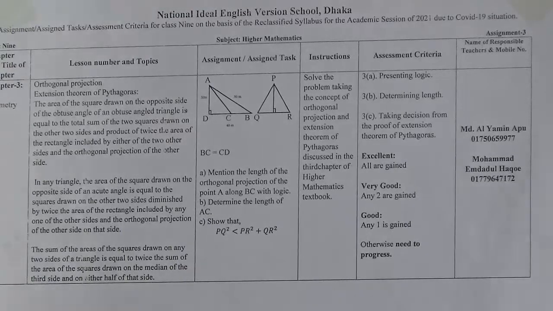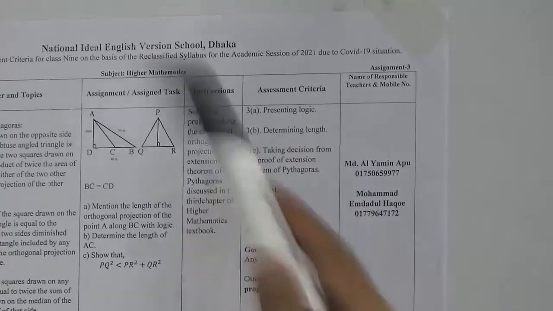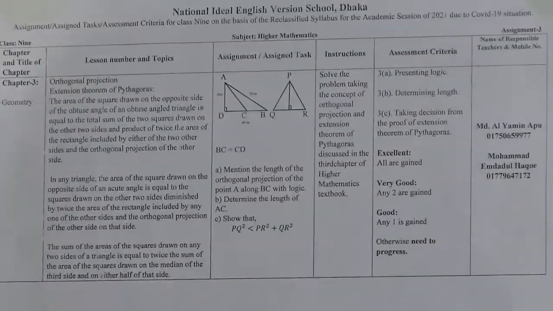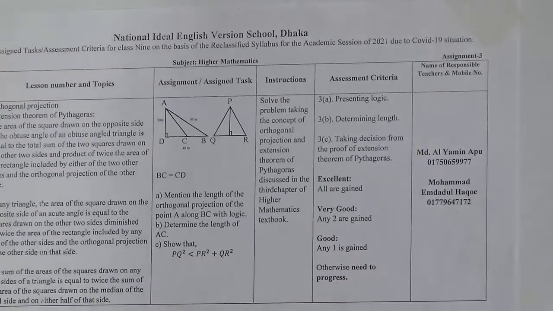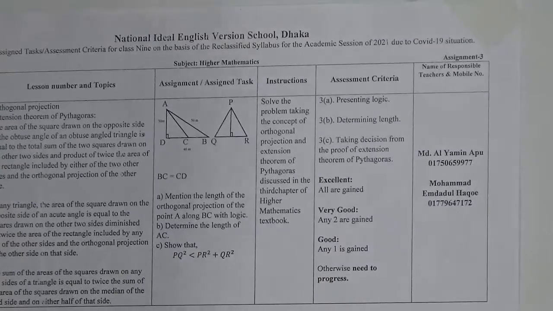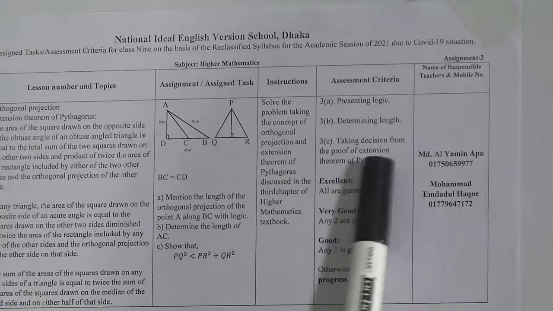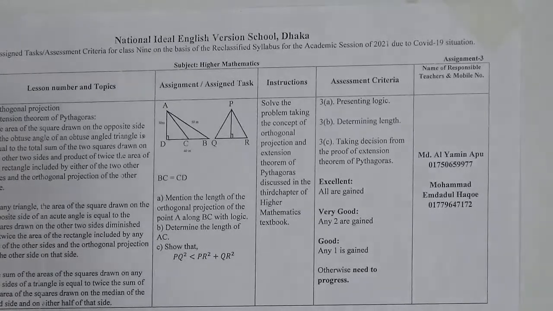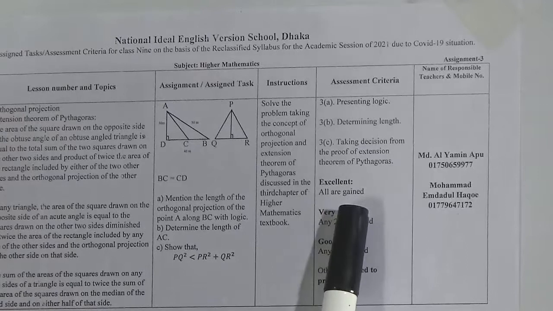Okay, dear students, now the assignment criteria. Assignment criteria, question 3a, present logic. It means that to answer question 3a, we have to present the logic at first and then we have to say the answer. Then determining length. It means that in question B, we have to determine the length. We have to show in detail how we determine the length. In question C, taking a decision from the proof of the extension theorem of Pythagoras. It means that from the extension theorem of Pythagoras, we have to prove this question C.